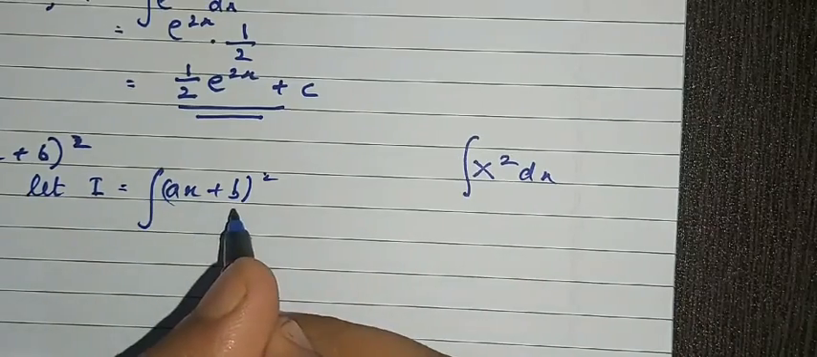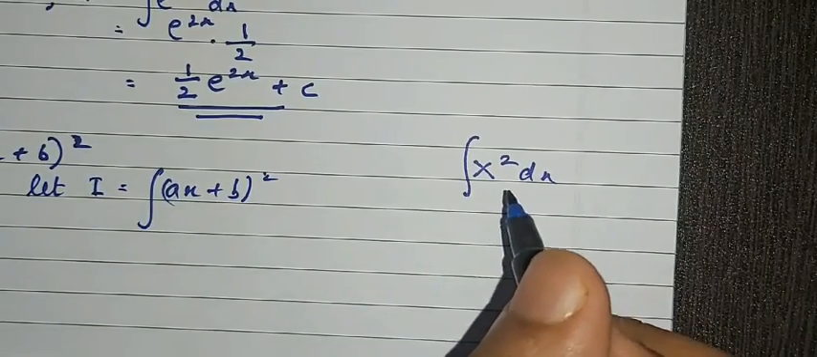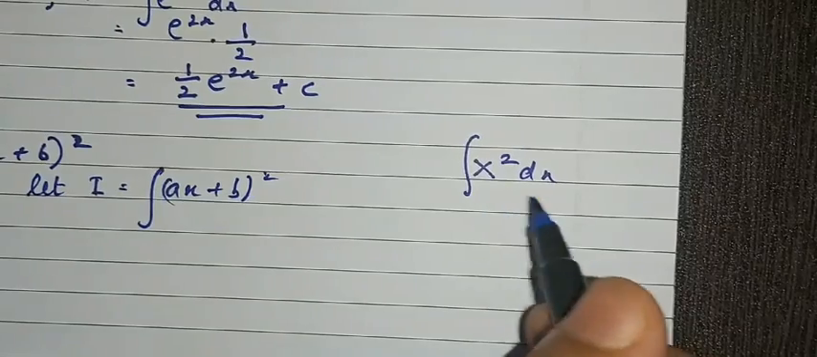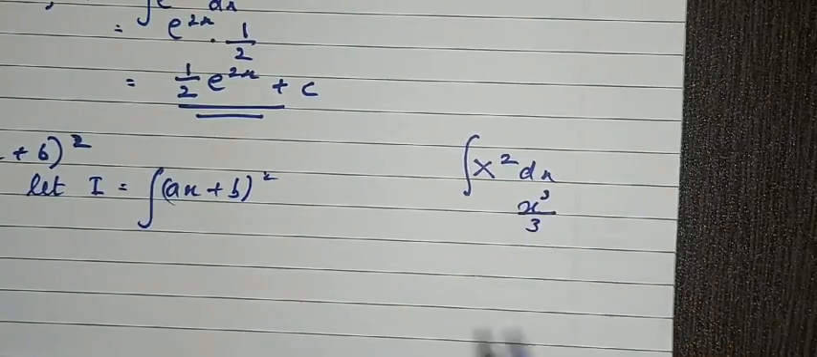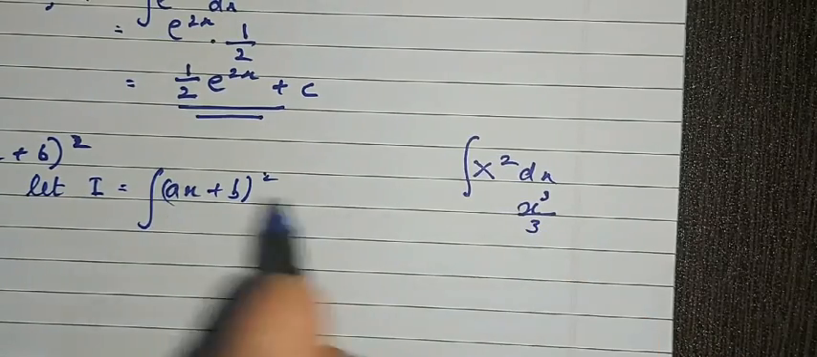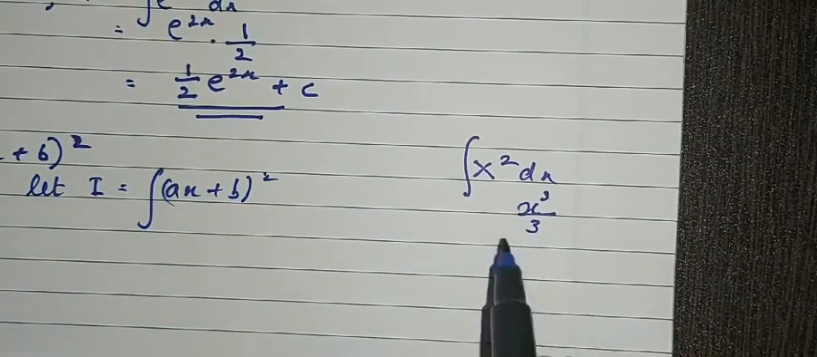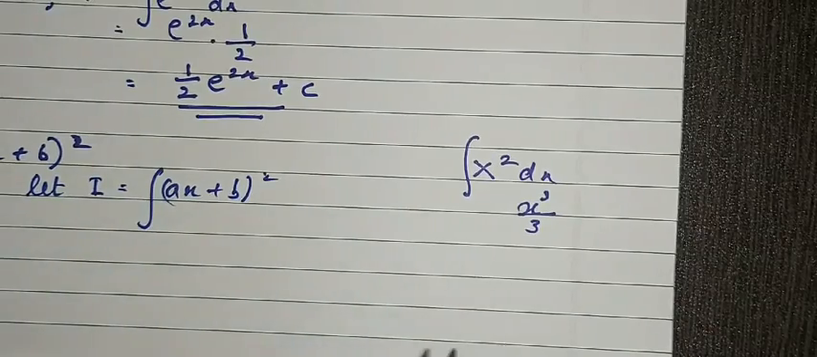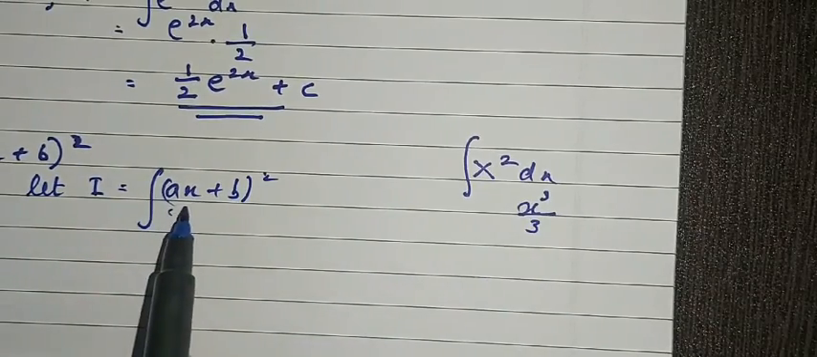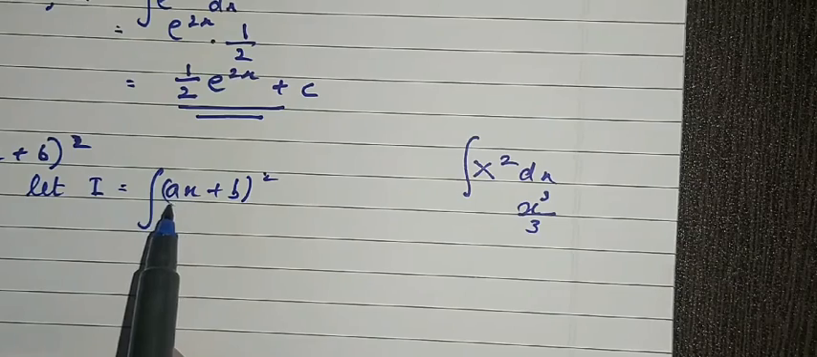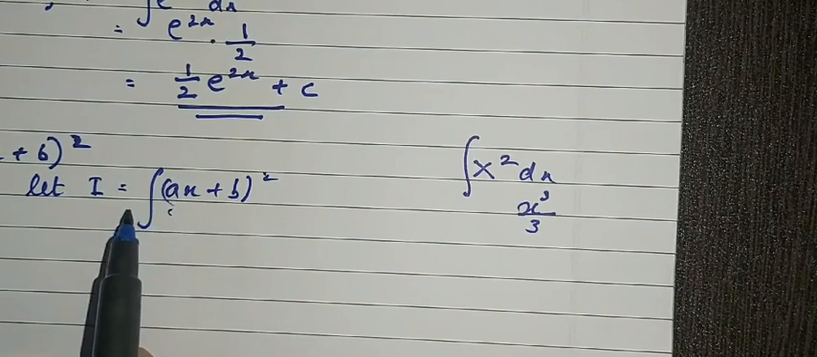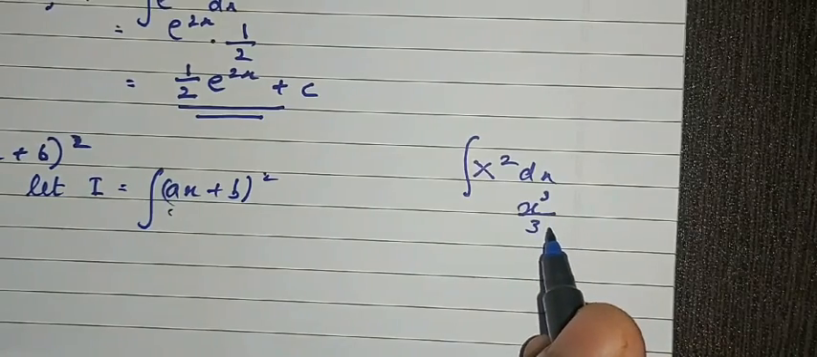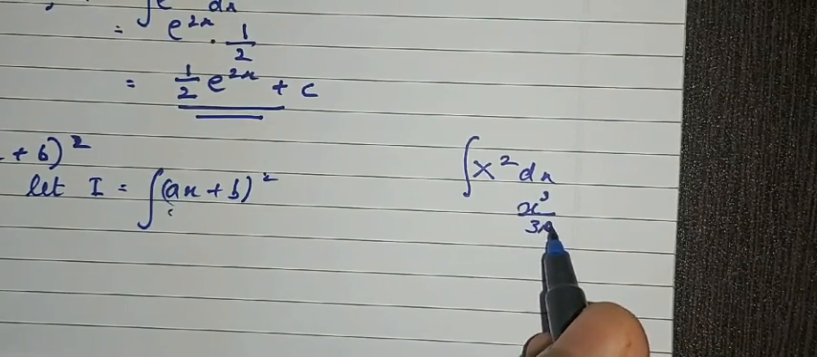X is what? Ax plus b. So what will be the integral of this? It will be x cube by 3. When we differentiate it, we will get x square by 3. 3 and 3 will be cancelled off. But in this x, there is an a with x. So while we are differentiating this x, a will come outside. So we should write it as 3a.